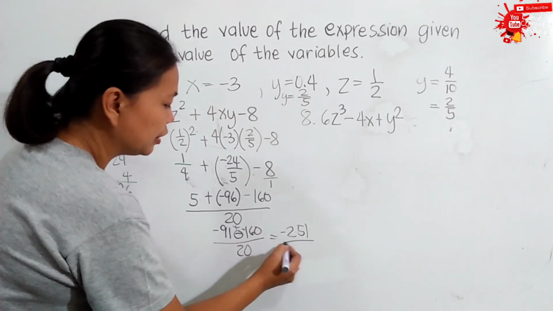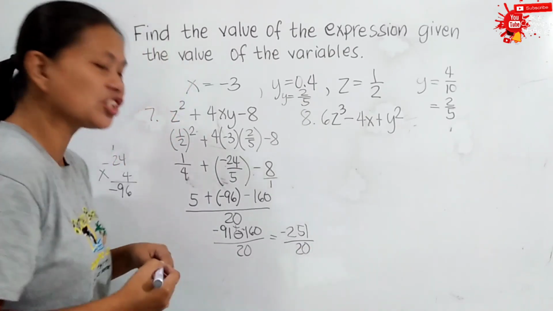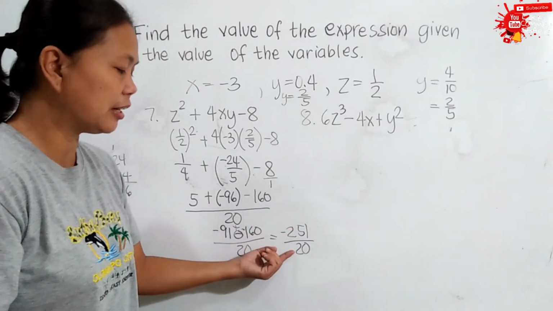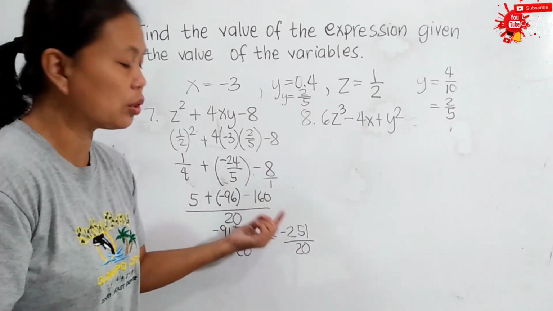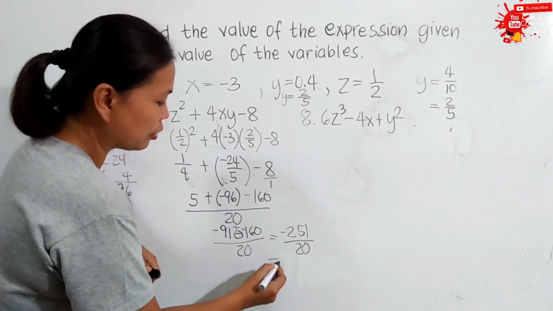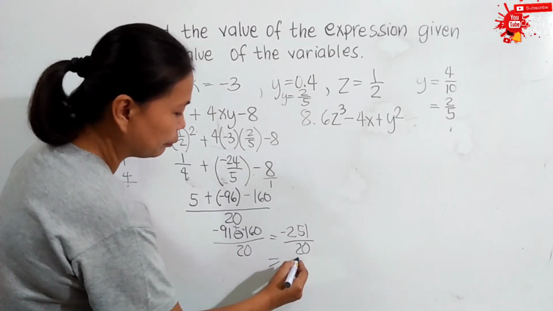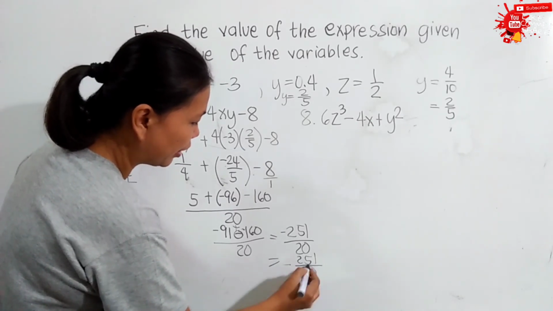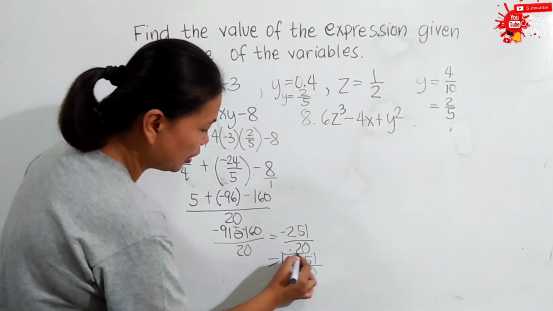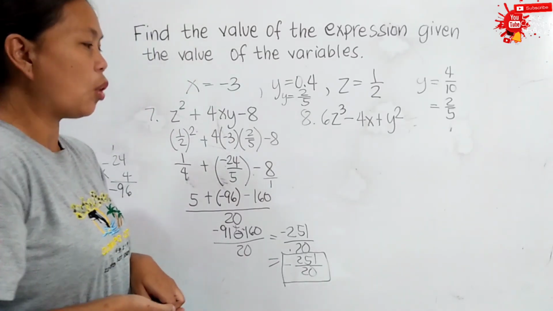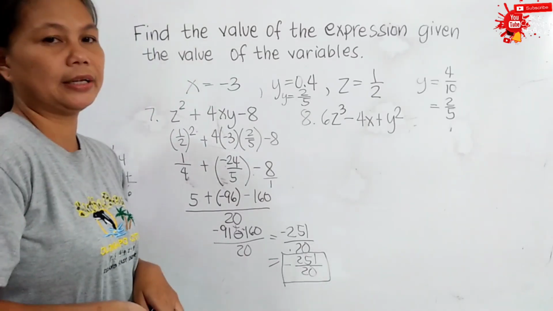And the common sign is negative, so it will become -251 over 20. So there's no common factor between the numerator and the denominator. So this is already in its lowest term. So the final answer will be equal to -251 over 20. So this will be our answer.